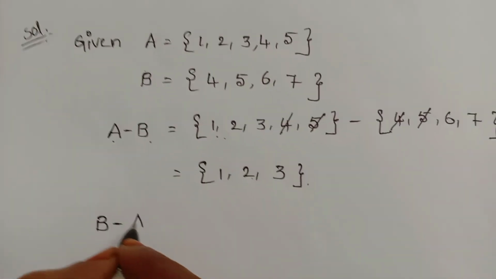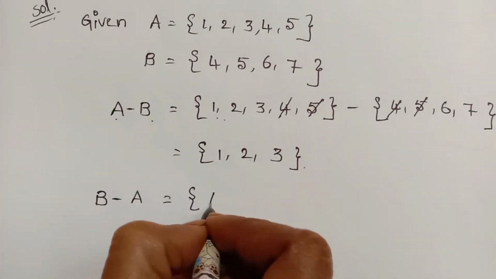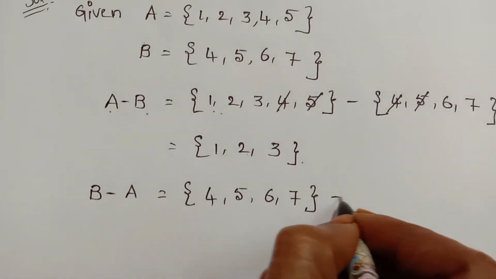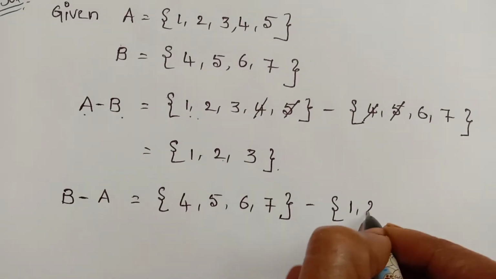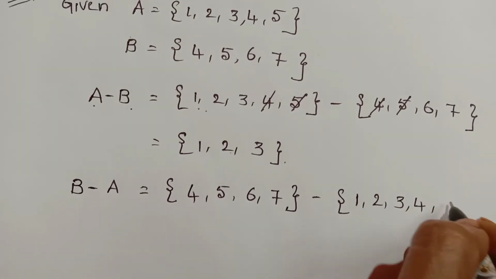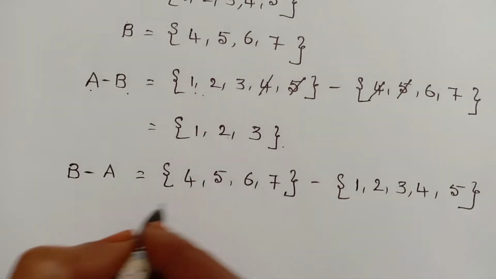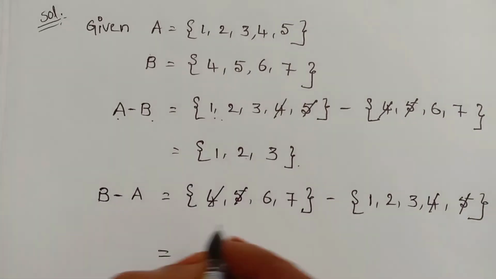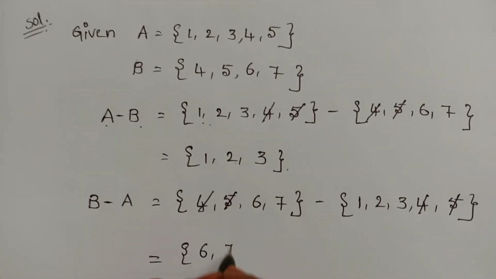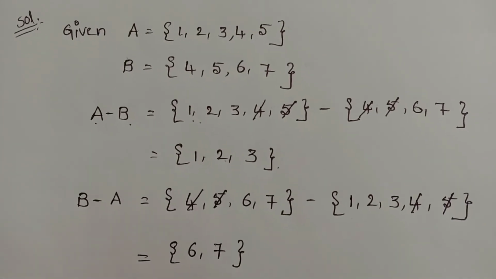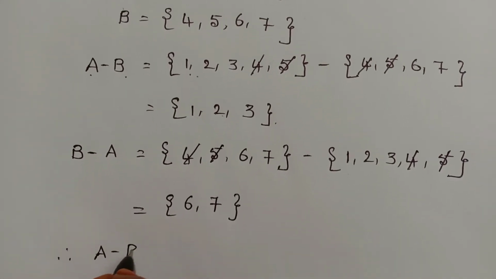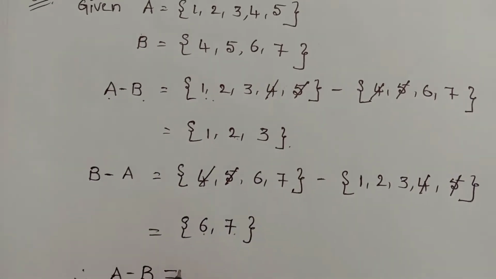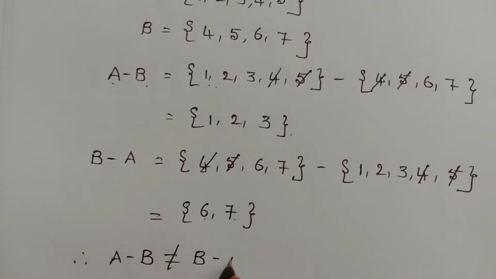B minus A. B is 4, 5, 6, 7 minus A, 1, 2, 3, 4, 5. 4, 5 are removed. Remaining 6, 7. Therefore, A minus B is 1, 2, 3 and B minus A is 6, 7. A minus B is not equal to B minus A.